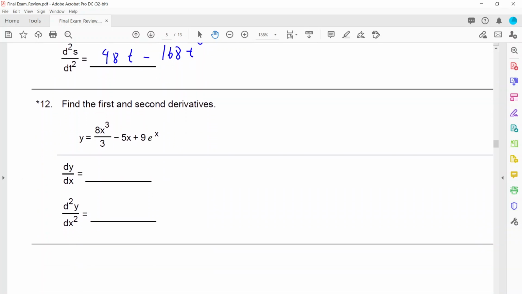Okay, again we can repeat the same thing here. The derivative of the first part would be 3 times 8 times 3 times x squared. This 3 and the 3 on the denominator will be cancelled out, so eventually it will be 8x squared minus 5 plus 9 times e to the power x. The derivative of e to the power x is e to the power x itself. So if you continue that, the derivative of the first part would be 16x, the derivative of 5 is 0, and the derivative of this part would be 9 times e to the power x.